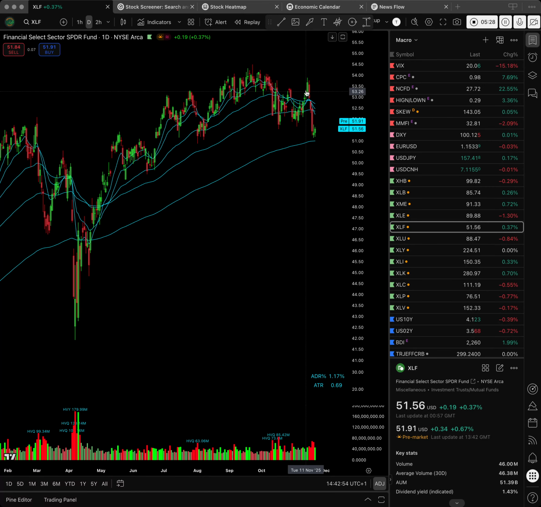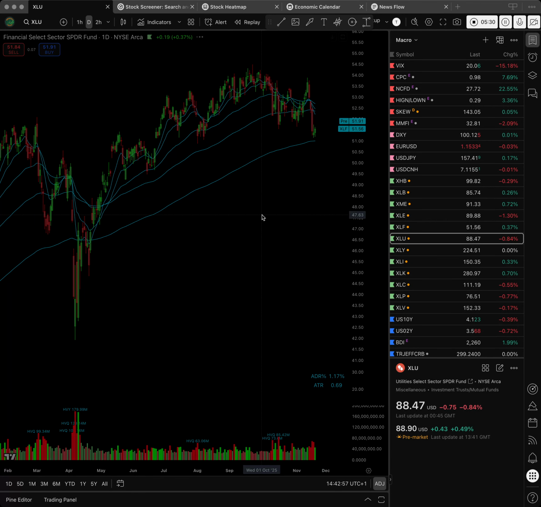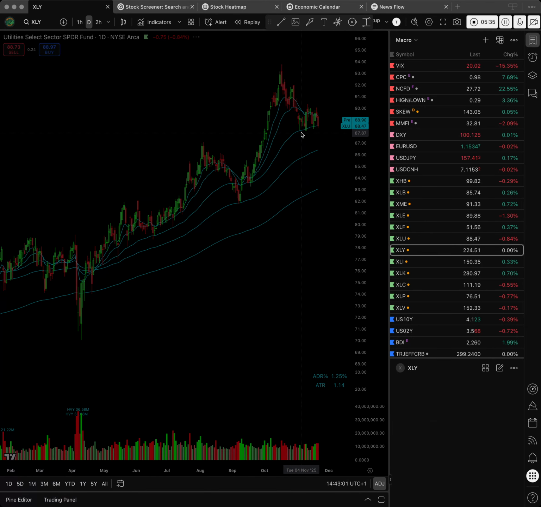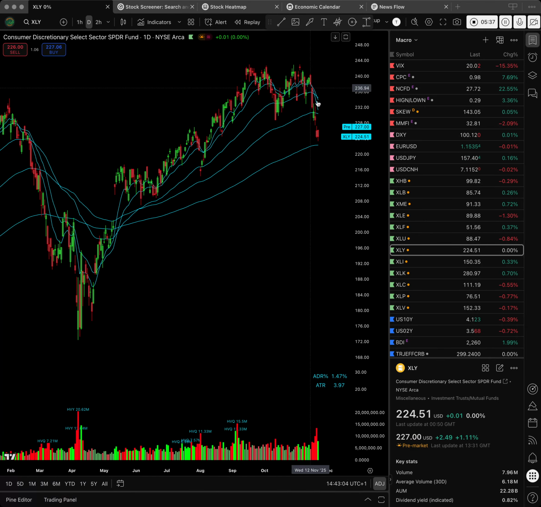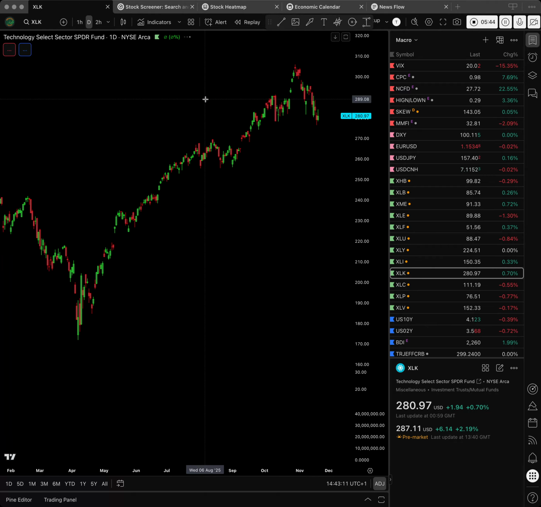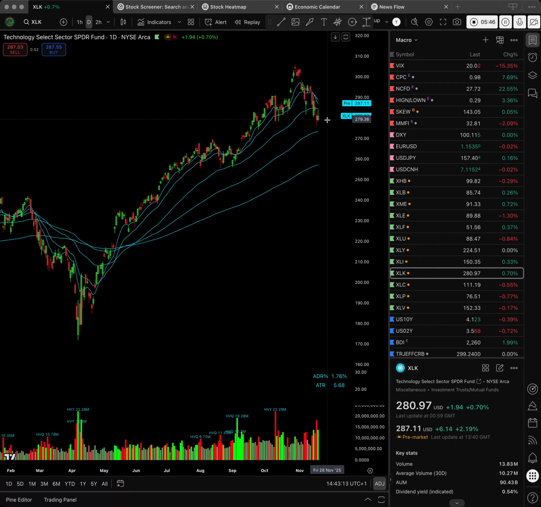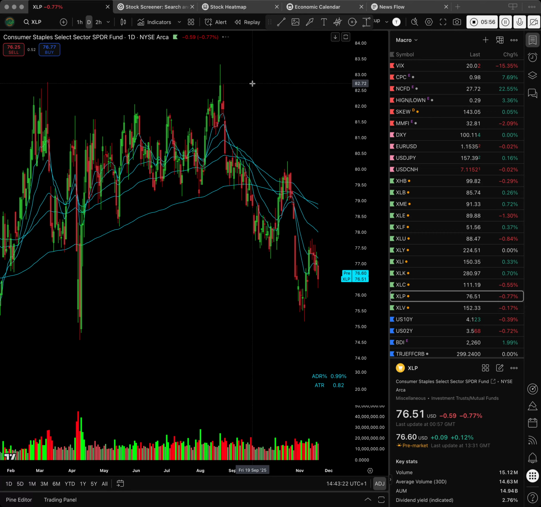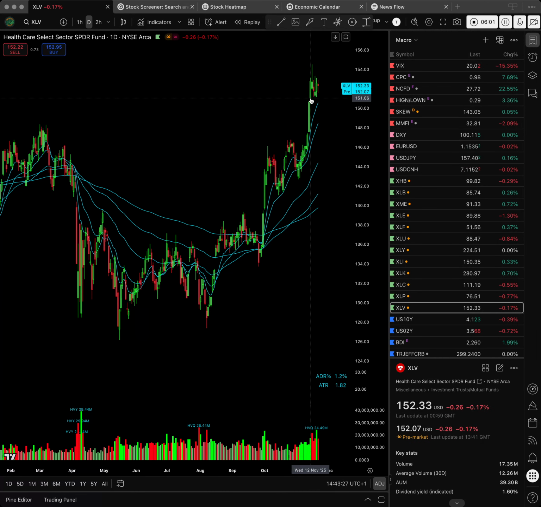Financials, done quite well until recently, rolled down. Utilities, also on the verge of breaking down here. Consumer, off a cliff here lately. Industrials, been flatlining for quite some time. Tech, heading back up there now that Nvidia has beat earnings. Communications, not phenomenal. Staples, not good. Healthcare, doing very well.